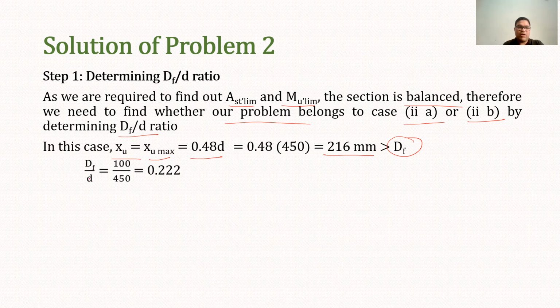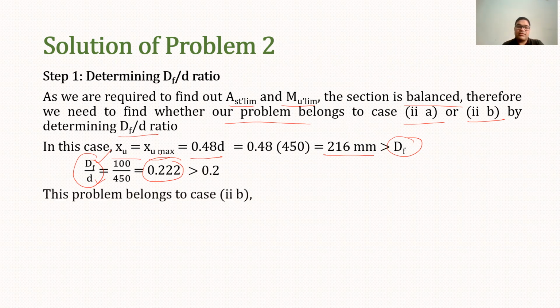So here we are required to find out the DF by D ratio. DF is the thickness of flange and D is the effective depth. Both the values are given, and the ratio is 0.222. You can see this value is more than 0.2. It means it belongs to case 2B.